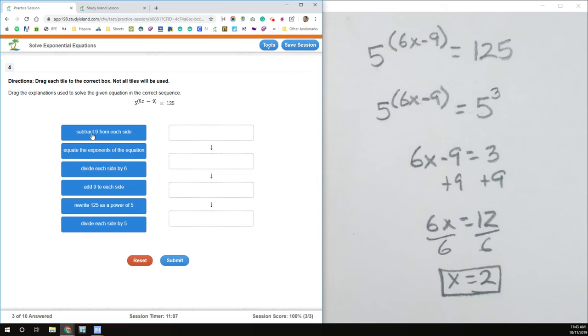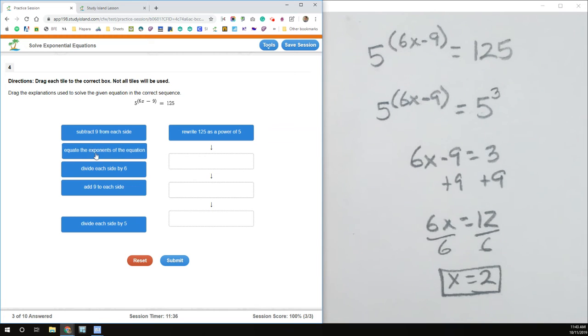Where does it say that? Subtract 9 from each side? No. Equate the exponents of the equation? Not quite. That's what we did here. We said that the two exponents were equal, so that's the second step. Divide each side by 6, add 9? Here it is: rewrite 125 as a power of 5. When you rewrite 125 with a base of 5, you're saying 5 to the power of 3. So we are writing it as a power of 5.